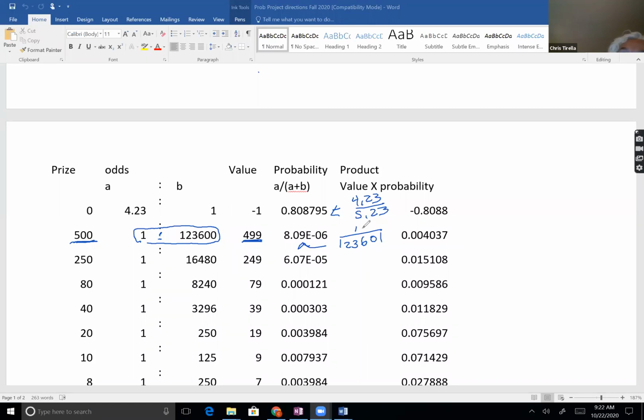My software put it into scientific notation. Without scientific notation, it would be 0.0000008. And then when I took the $4.99 and multiplied it by that, I got something like this. Carry more decimal places than you think you need.